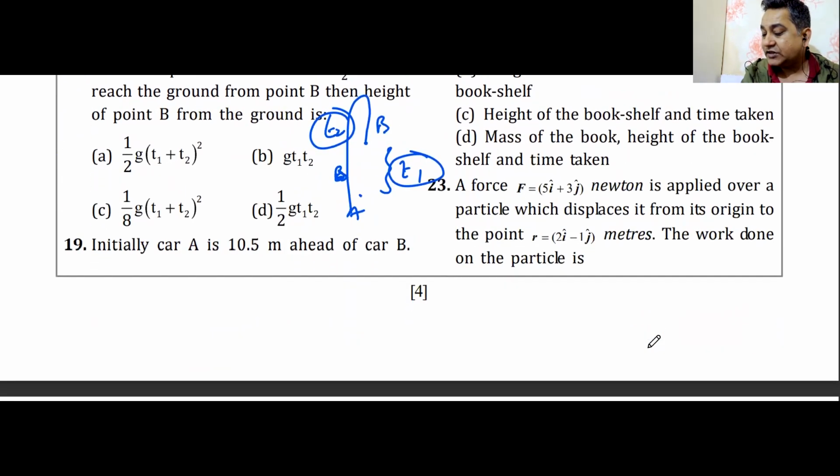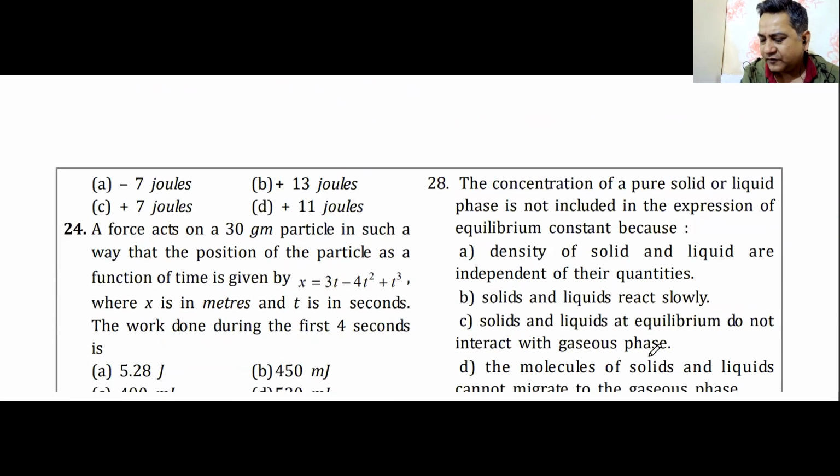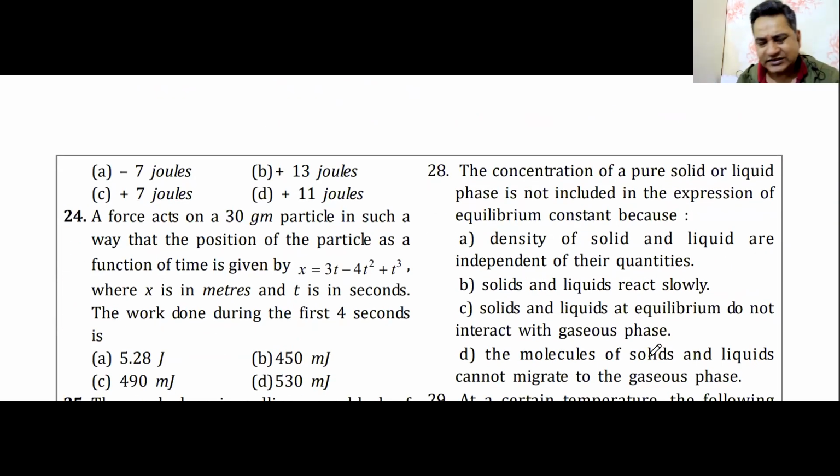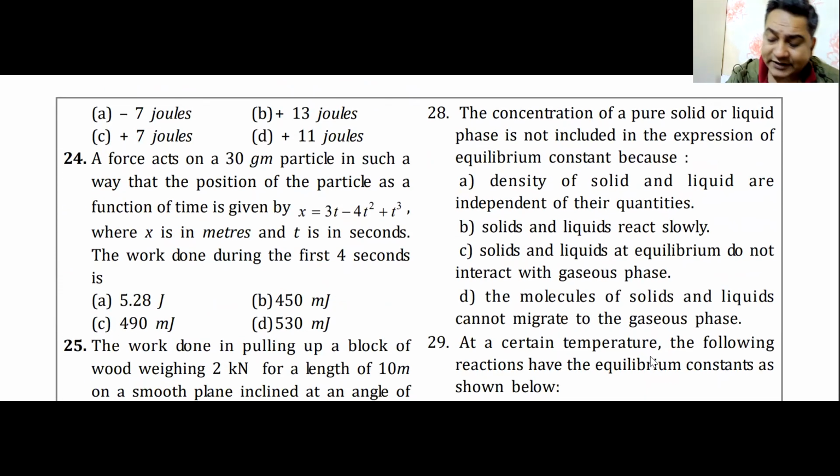A force F is equal to 5i plus 3j Newton is applied over a particle which displaces from the origin, initial point origin, to the final point. What is the work done? It is just a question of finding out the dot product, getting the answer, staying happy. Right? Next one.